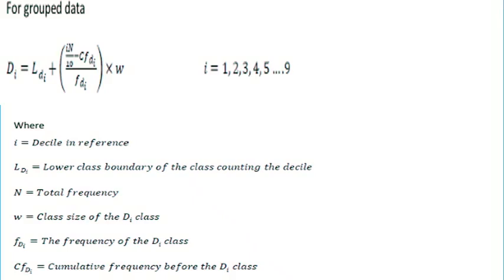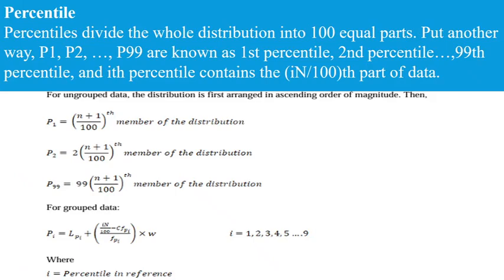From here, i is the decile reference, LDI is the lower class boundary of the class containing the decile, n is the total frequency, W is the class size of the decile class, FDI is the frequency of the decile class, and CFDI is the cumulative frequency before the decile class, just like the one we did for the median. Then we go to percentile.